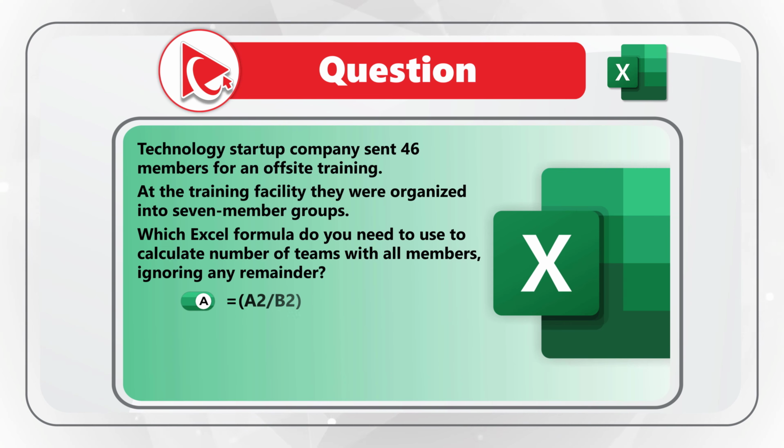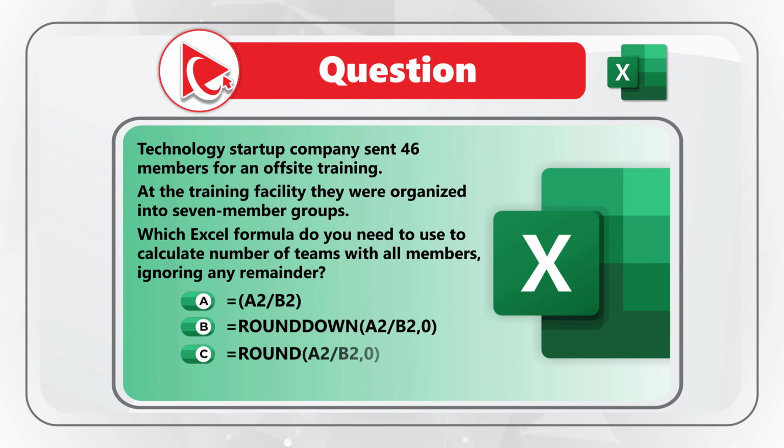Choice A, divide cell A2 by B2. Choice B, you use the ROUNDDOWN formula and supply A2 divided by B2 as a first argument, and as a second argument you supply 0. Choice C, you use the ROUND formula and then supply A2 divided by B2, and as the second argument you supply 0. And last but not least, you use the ROUNDUP formula, and then in parentheses you supply division of A2 by B2 and the second argument as 0.